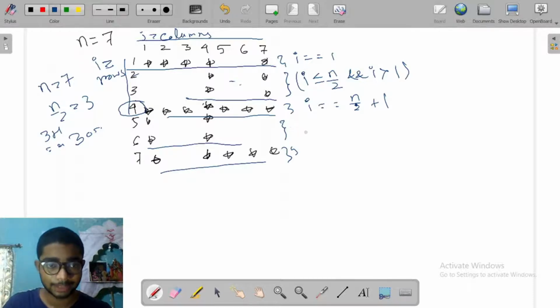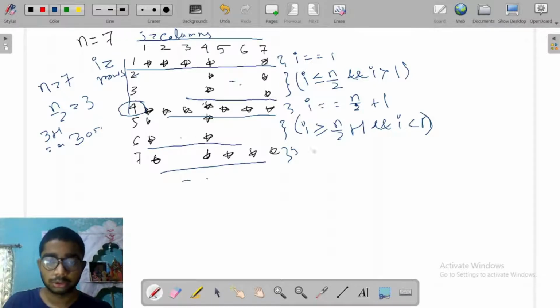Now come to the next part. When I is greater than or equal to n by 2 plus 1, and see, I is starting from 5. That's why I is greater than or equal to n by 2 plus 1, and I is also less than n. Then we are going to do this part. Then come to the last part. In the last part, when I is equal to n, then we are going to print the last part.